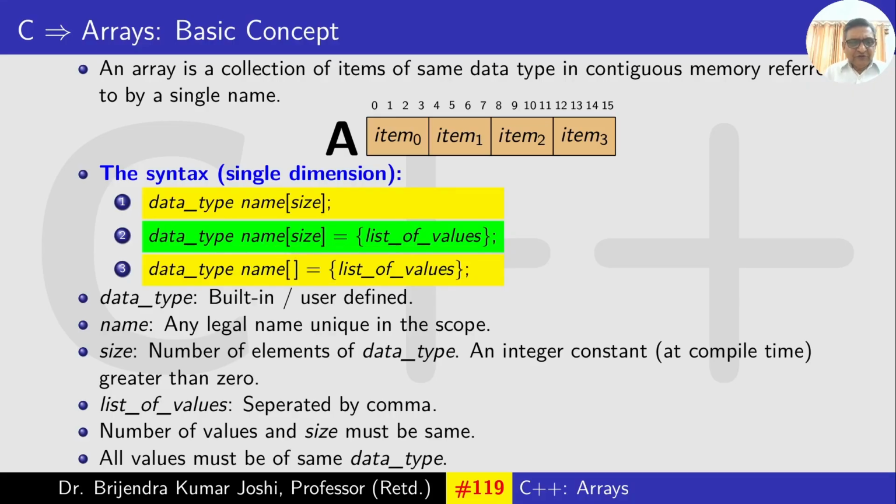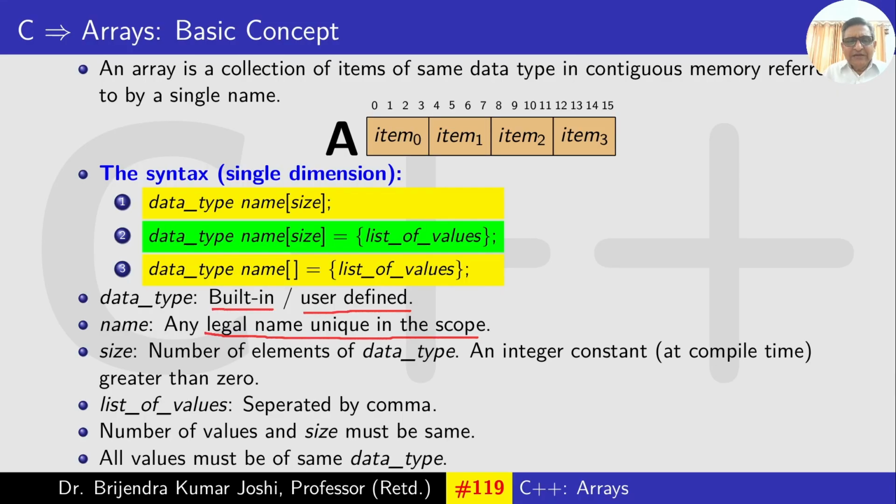So a few points to note. What is the data type? It can be any built-in data type like int, float, char, unsigned char, etc. Or it can be user defined, like struct for a structure or union, etc. The name has to be any legal name, but it has to be unique in this scope. We did talk about scope in one of the previous videos.